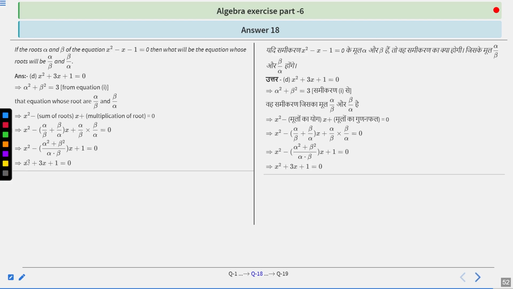Therefore, we get x square plus 3x plus 1 equal to 0 as the required equation, because alpha square plus beta square was 3 and alpha into beta was 1. Hmm, so 3 upon 1 is 3, into x is 3x. Thus option number D is the correct option.